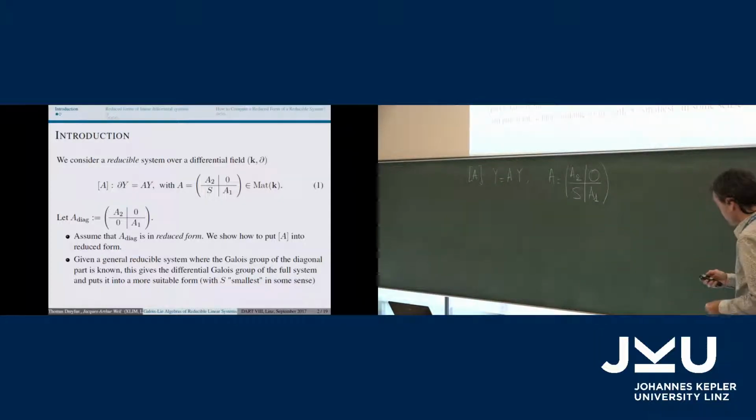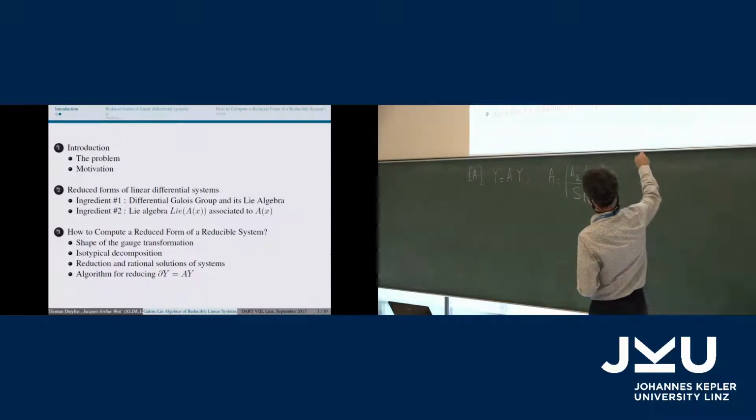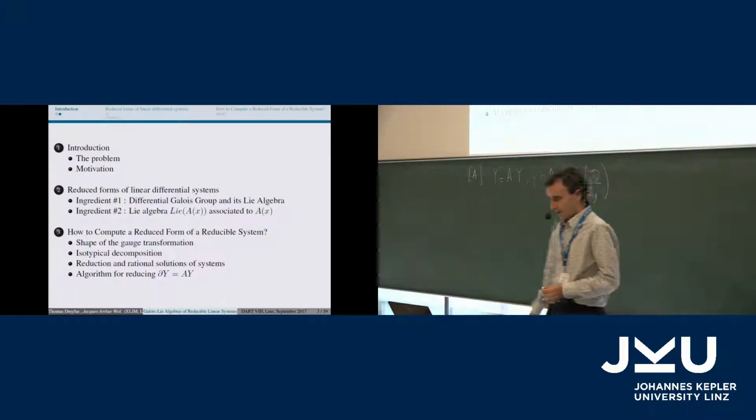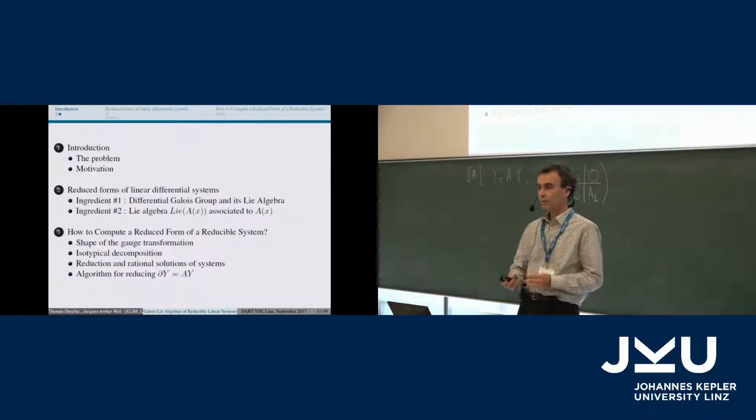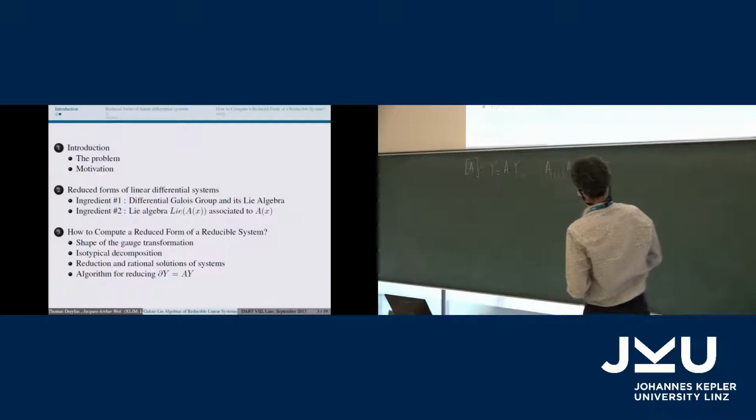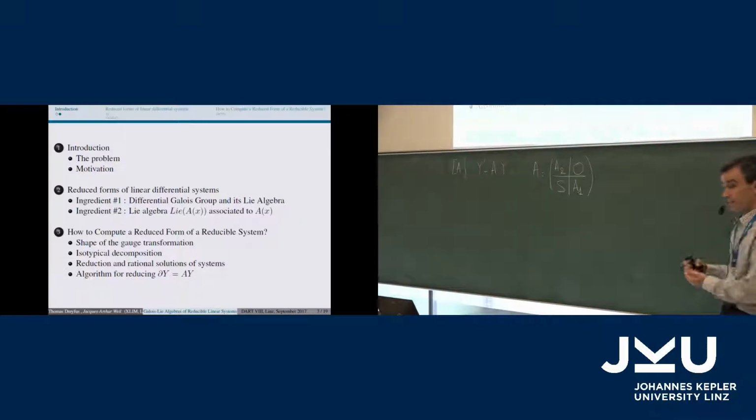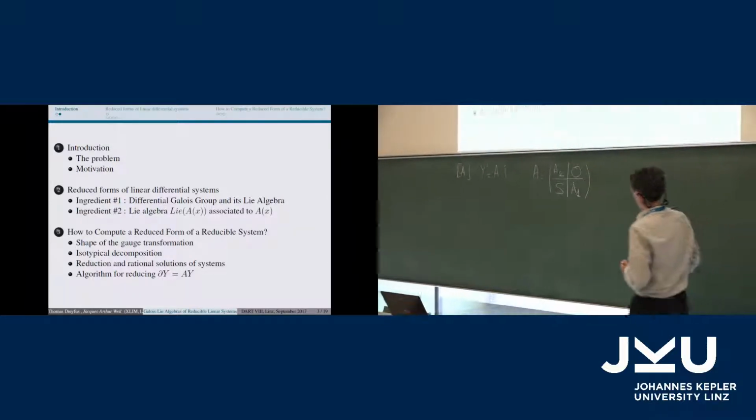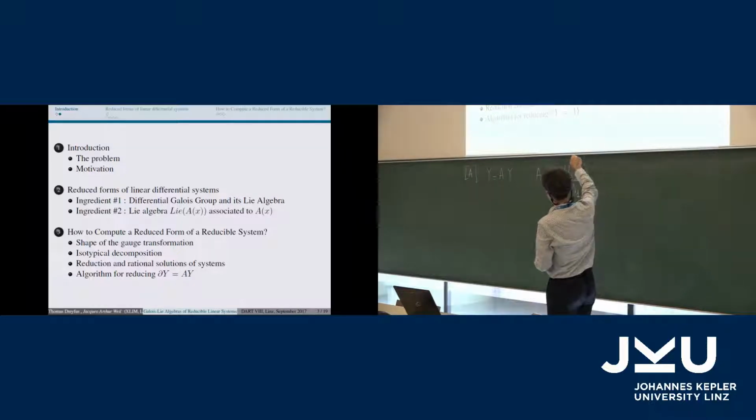So the outline is the following. I'll give a little bit of motivation on why we got interested in that problem. I'll explain what we mean by reduced forms of linear differential systems, and so you will hear yet another definition of differential Galois groups. And we will emphasize the fact that it's more desirable to actually compute the Lie algebra than to compute the group directly. And after that, I'll show you how to actually compute a reduced form for a linear differential system.